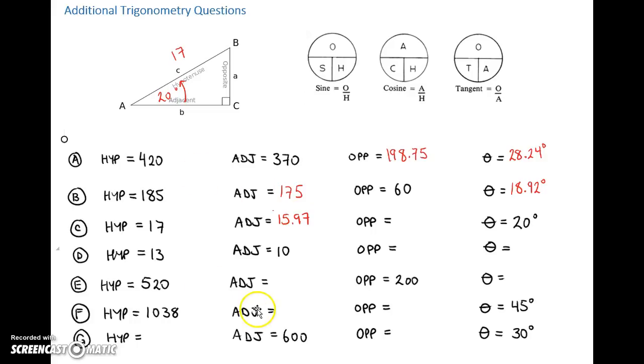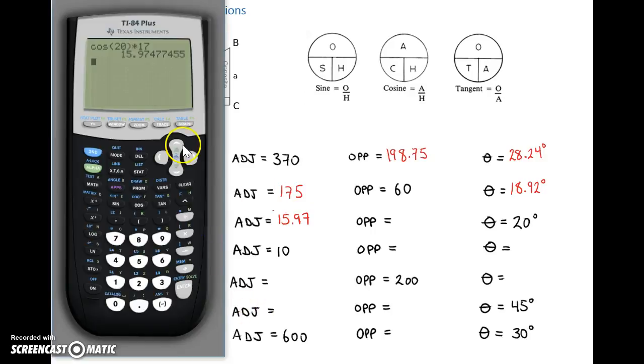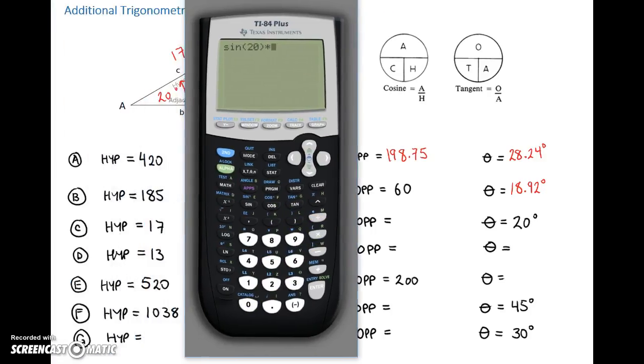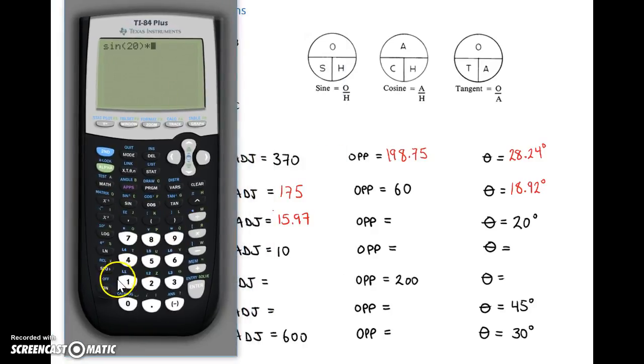Okay, we used cos in order to find the adjacent. We'll now use sine in order to find the opposite. So we're going to do the sine of 20 degrees times our hypotenuse. I think our hypotenuse was 17, right? 17, yeah. Okay, that gives us a value of 5.814, so we'll do 5.81.